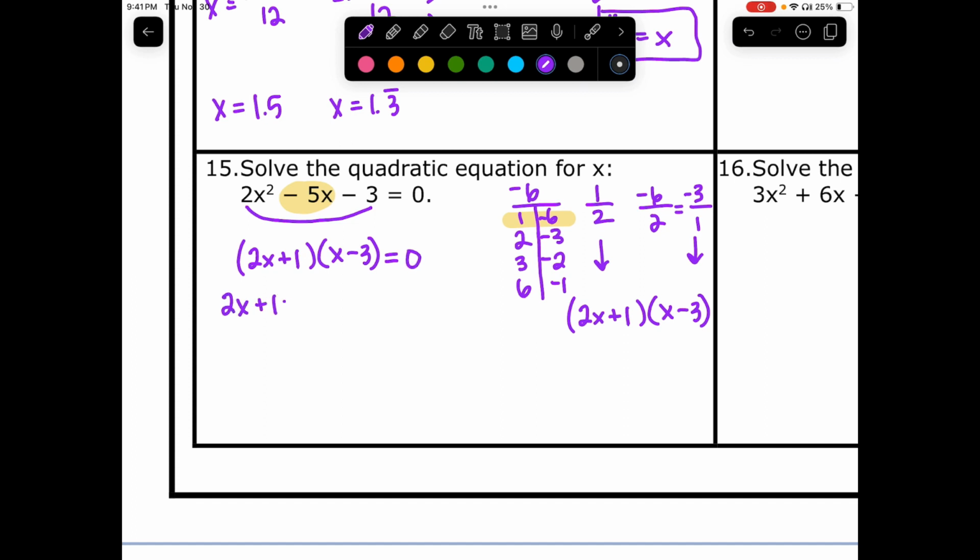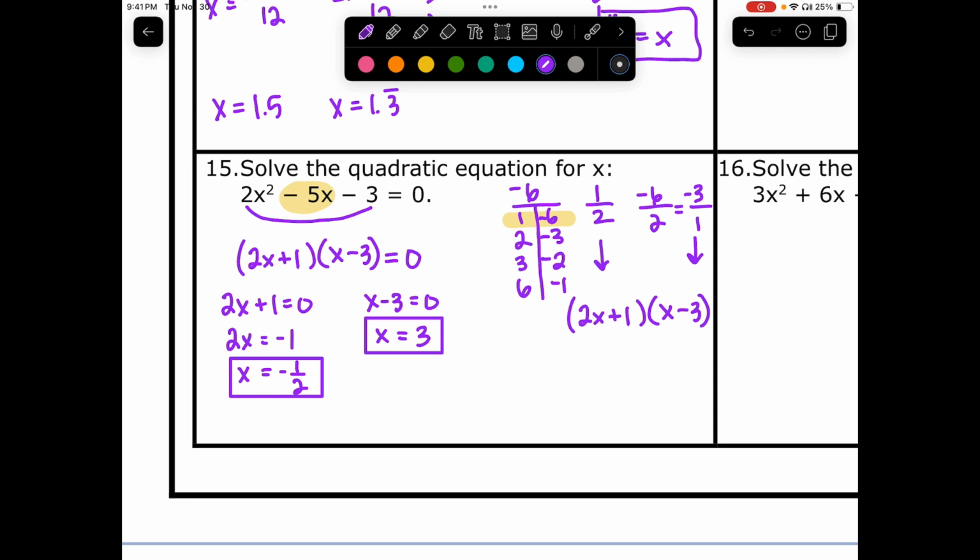So 2x plus 1 equals 0. 2x equals negative 1. If we subtract 1 from both sides, divide both sides by 2, we get negative 1/2. Over here, x minus 3 equals 0. Add 3 to both sides, we get x equals 3. Now, you can use the quadratic formula like we did on number 13 as well. Either way, go forth and be great. You should get the same answers either way.